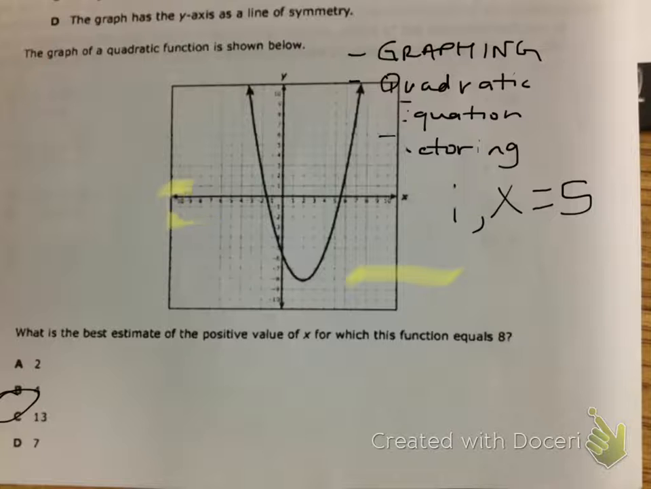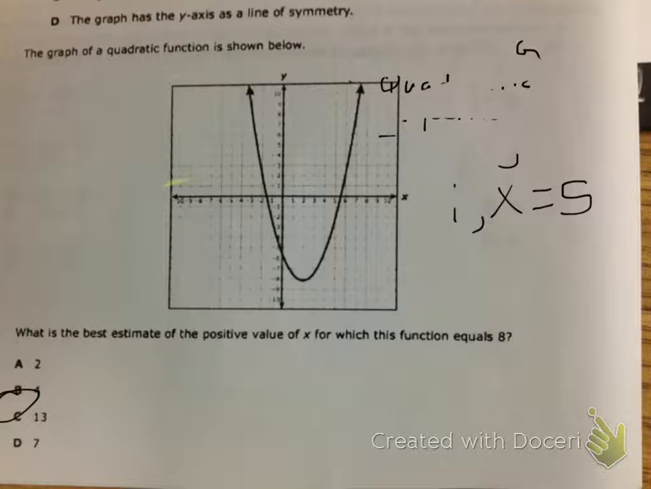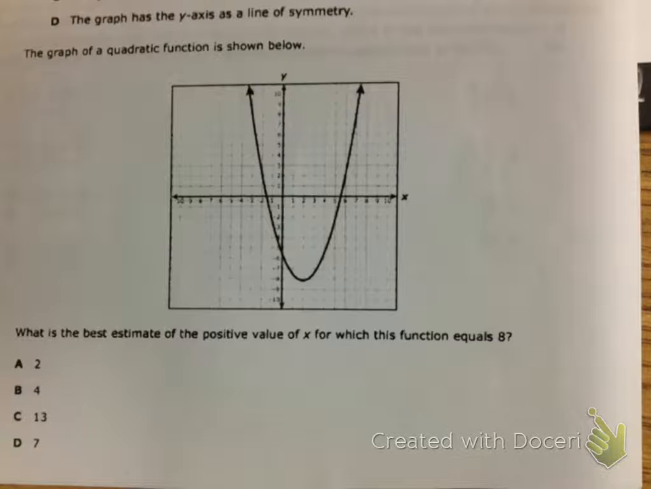Our next problem is another quadratic, and it says the graph of the quadratic function is shown below. Okay, the graph of the quadratic function is shown below. What is the best estimate of the positive value of x for which this function equals 8? Okay? Somebody tell me how to write that the function equals 8.